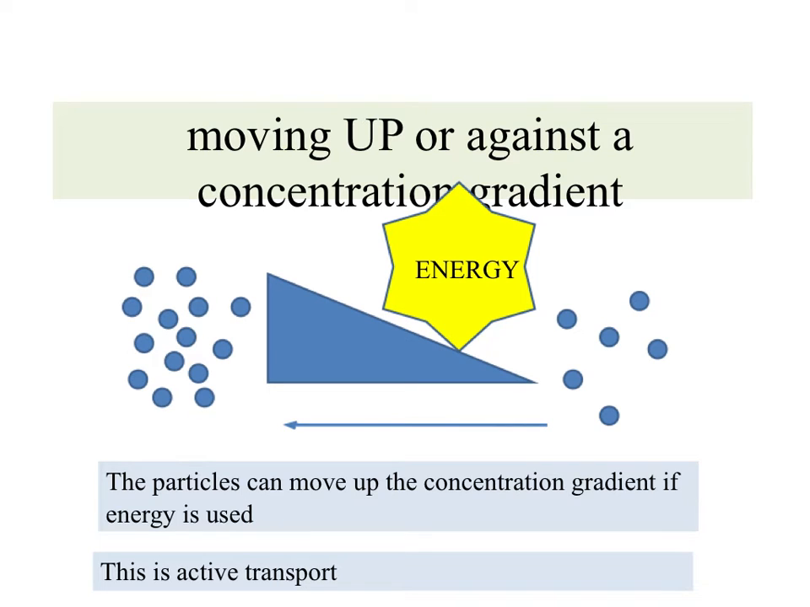So active transport is the other way round. They move from an area of low concentration to an area of high concentration. They move up the concentration gradient and this requires energy. This is the only type that requires energy and this is called active transport.